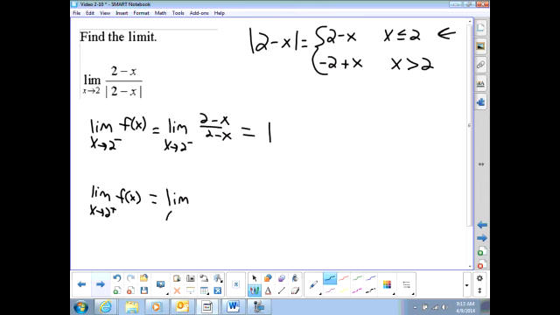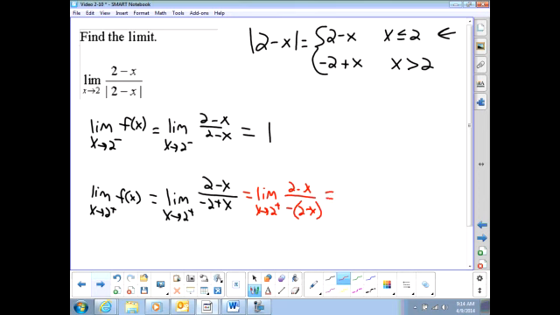Now for the other one, the limit as x approaches 2 from the right, we'll write f of x as 2 minus x over, and because we have values that are greater than 2, we'll rewrite the bottom as negative 2 plus x. This is the same as saying the limit as x approaches 2 from the right is 2 minus x over a negative 2 minus x. So if we pull the negative 1 out, you have 2 minus x on top, 2 minus x on bottom. Those divide out to 1. You had a negative on the bottom, so that really just becomes negative 1.